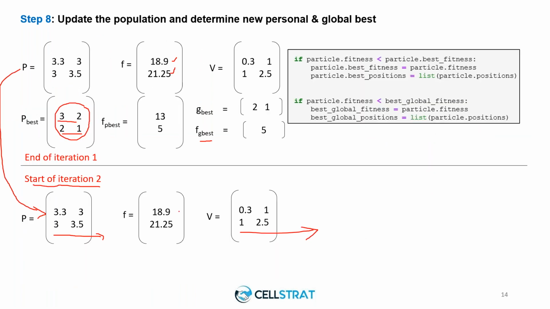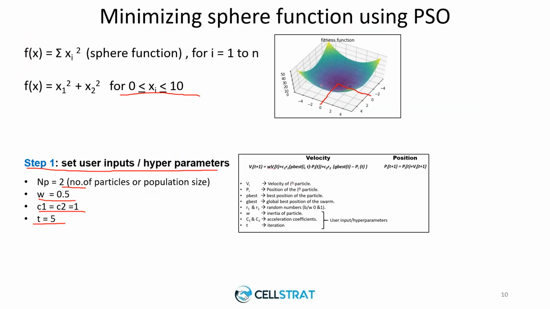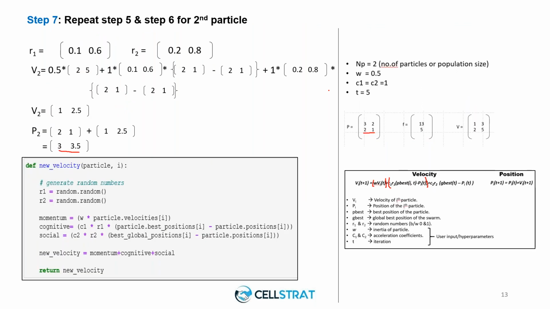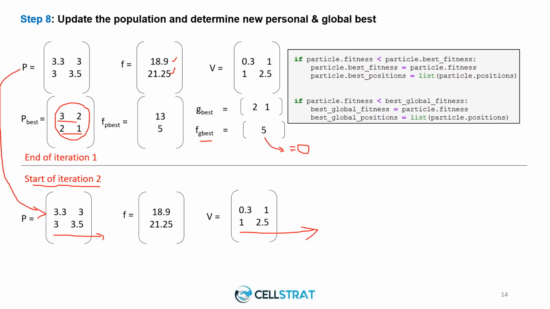This goes on until we reach f of g best equal to 0 for this function, because the minimum of the sphere function is at 0 comma 0. Sorry, the fitness function is 0 and it's at 0 comma 0. So this operation continues till your f of g best becomes equal to 0 and g best becomes equal to 0 comma 0.